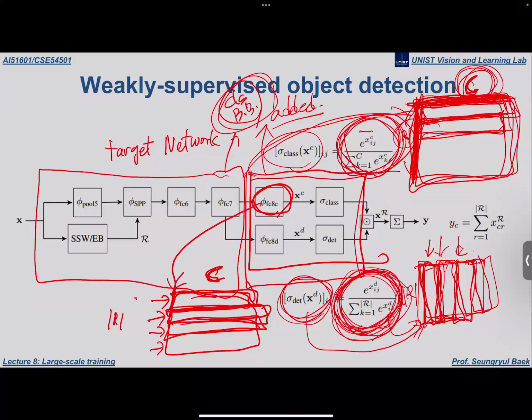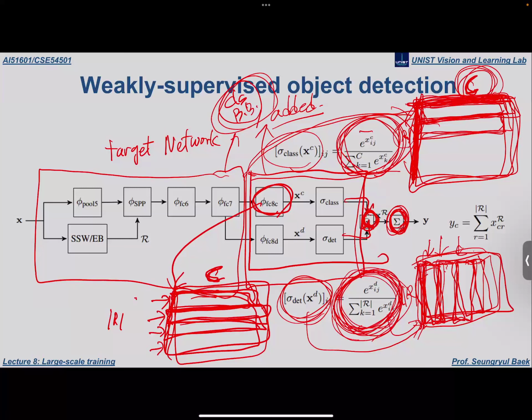And then what they do next is they element-wise multiply these two tables, okay? And then they sum in the region direction. So they element-wise multiply these two normalized tables and then sum over regions. Then what they obtain is only a C-dimensional probability. So this is actually the image level probability for each class C, okay?